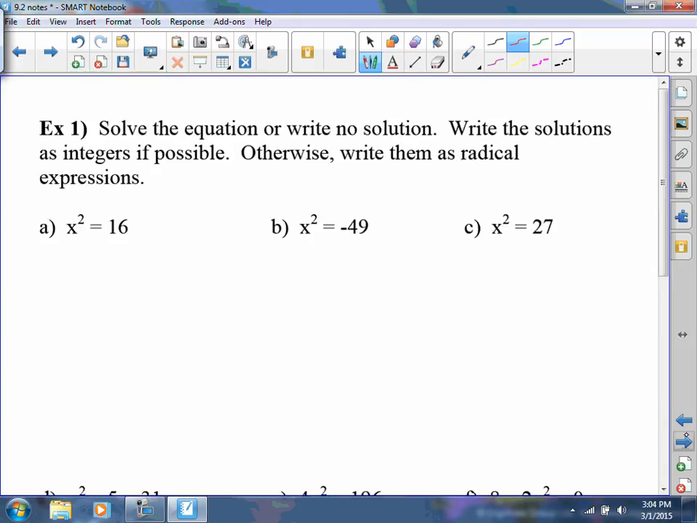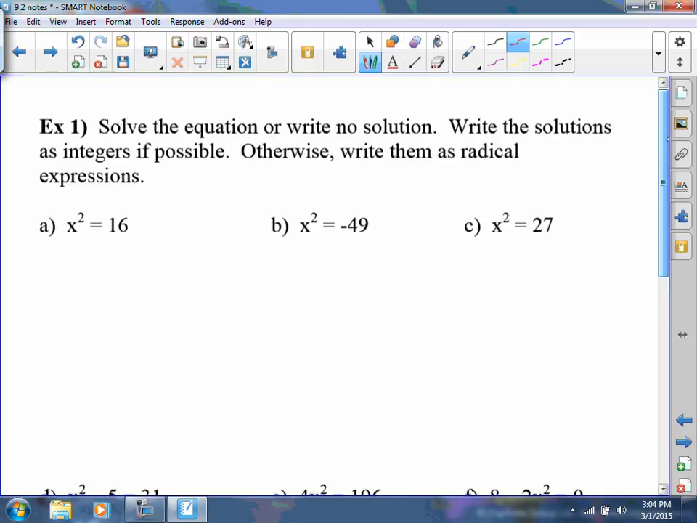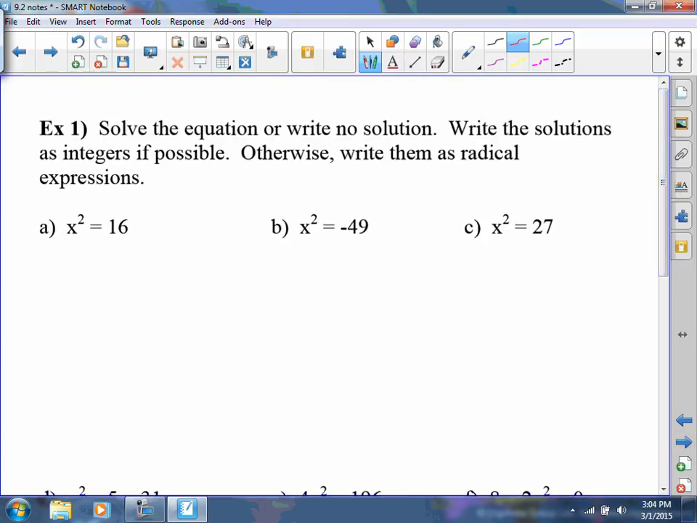So let's take a look at what these problems are going to look like. We just have one example, but it has 6 parts to it. For all of them, we're going to solve the equation. If we can't solve it, we're going to write no solution. When we do solve it, we'll try to write our answer as an integer. Otherwise, we're going to write it as a simplified radical.